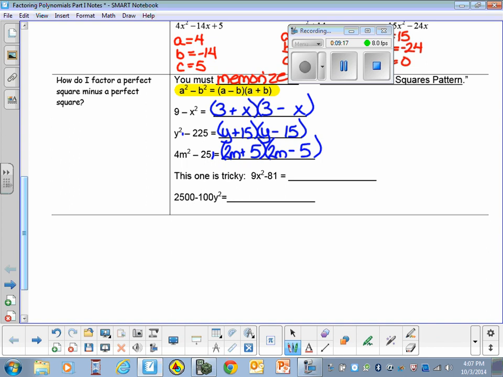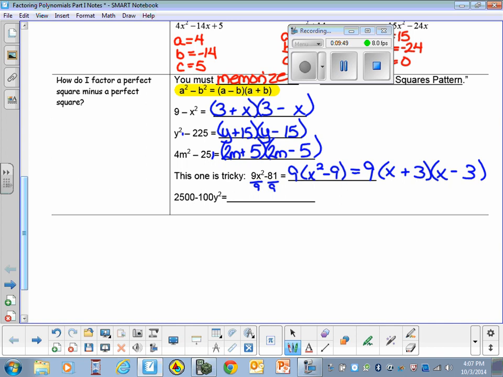This one's tricky because there's a greatest common monomial. I can divide both of these numbers by 9. And that gives me x squared minus 9, which fits my pattern, a perfect square minus a perfect square. So I'm going to have 9 times 2 binomials. The square root of x squared is x, and the square root of 9 is 3. One has to be addition, one has to be subtraction.